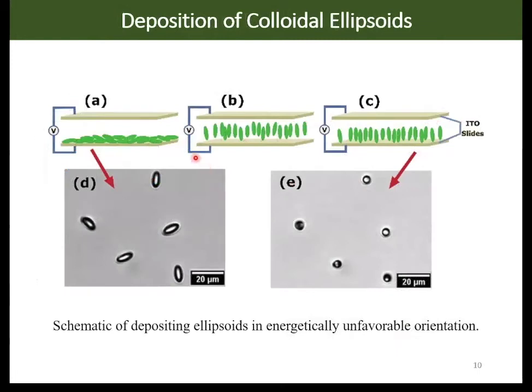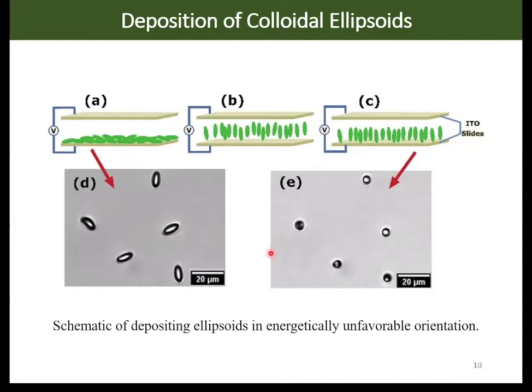Alignment of low aspect ratio ellipsoids in the direction of the electric field could potentially be used for fixing colloidal ellipsoids at orientations that typically would be energetically inaccessible in the absence of an AC electric field. In figure A and figure D, colloidal particles are in orientations where their long axis is roughly parallel to the substrate before the application of the AC electric field.